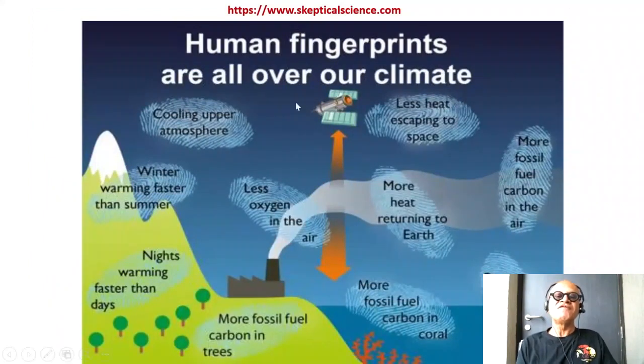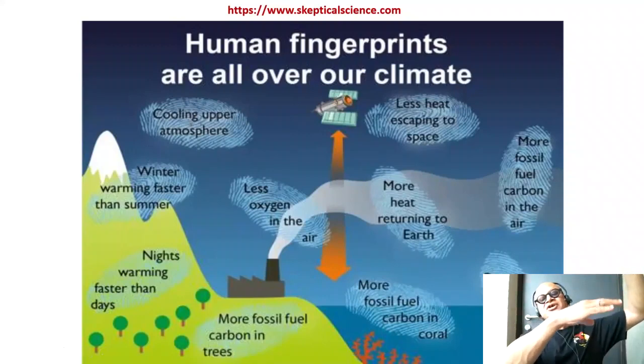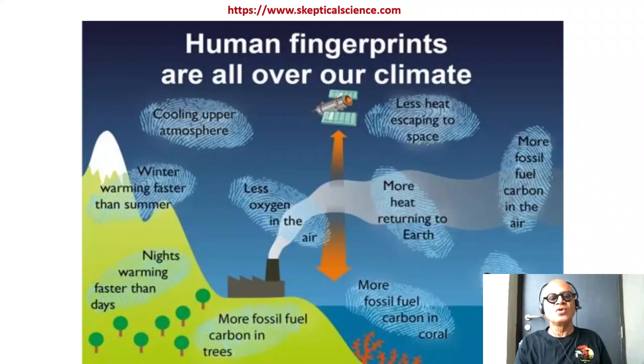Okay, human fingerprints are all over as well. Cooling of the upper atmosphere, as you trap more energy in the lower atmosphere. To first order, that reduces the amount of energy going out, so the upper atmosphere gets cooled a little. Winters are warming faster than summers, which is what we expect in terms of circulation changes. Nights are warming faster than days, again dynamically explained.